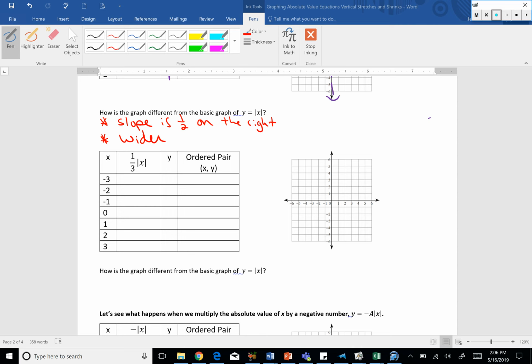Okay, let's fill out the table then. Here we go. Trying to help you with shortcuts, folks. All right, absolute value of -3.